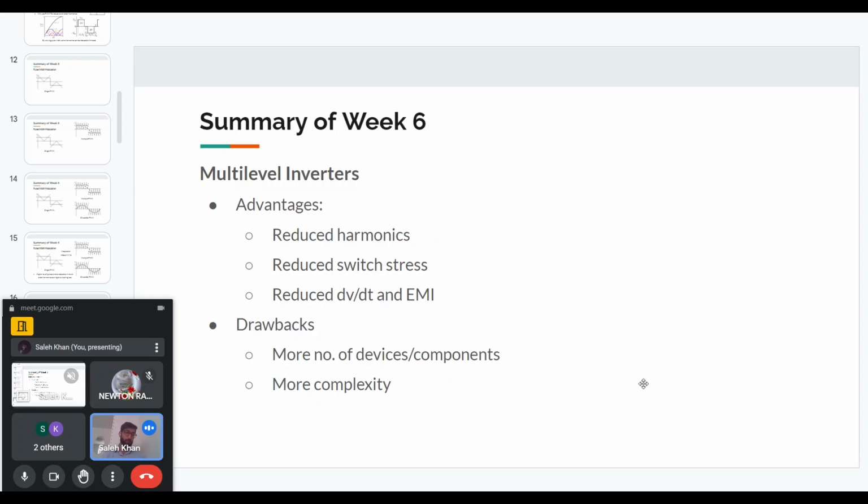Also, the switch stress is reduced. In the first case, for the two-level inverter, we had the full VDC across the devices. The devices have to block full VDC. But for multi-level inverters, they have to block less voltage. Like for 3 level, they have to block VDC by 2. And we also get reduced dV/dt and EMI. Because the switches are switching for lower voltage, instead of VDC, the change in the voltage is now VDC by 2. Because the dV is smaller, dV/dt is also smaller, so the electromagnetic radiation is also smaller.